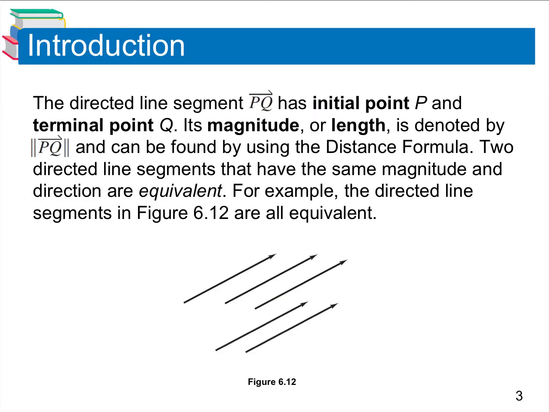All right, so just like we said before, our vector has an initial point and a terminal point. Its magnitude or length is denoted by these two bars. So it kind of looks like an absolute value, but it's two lines on each side, and that is the magnitude. It can be found by using the distance formula, like we said on the last slide.